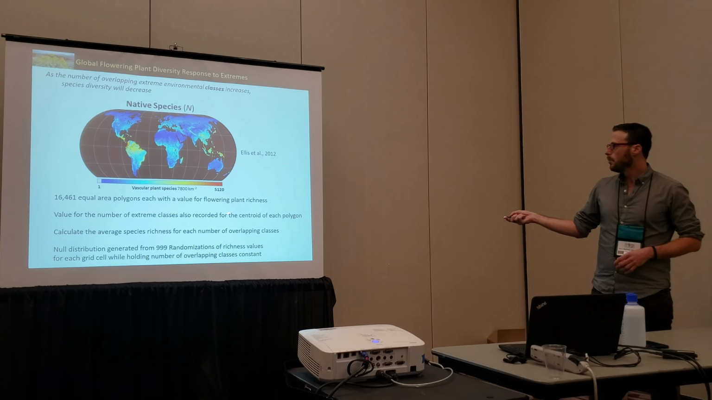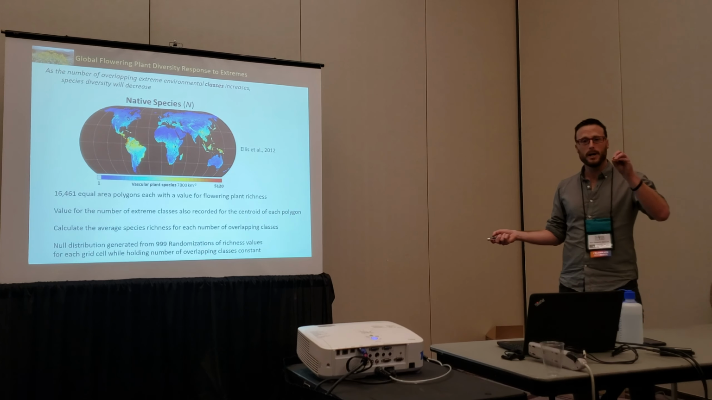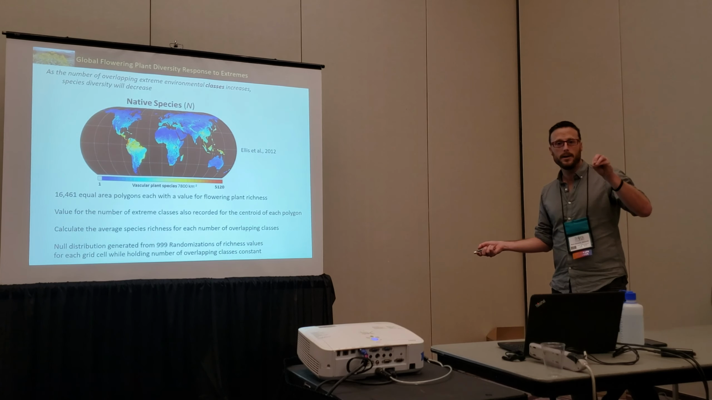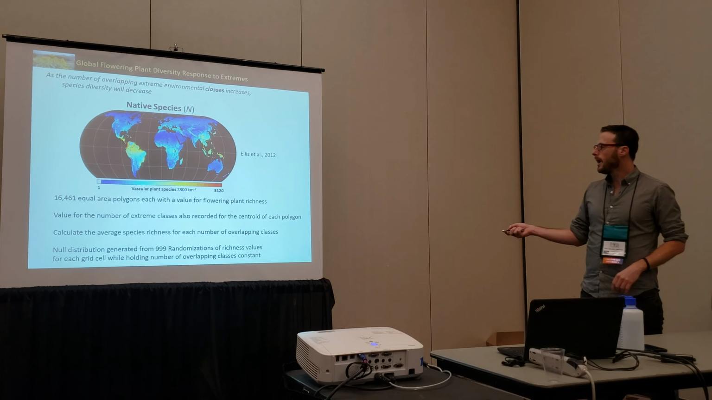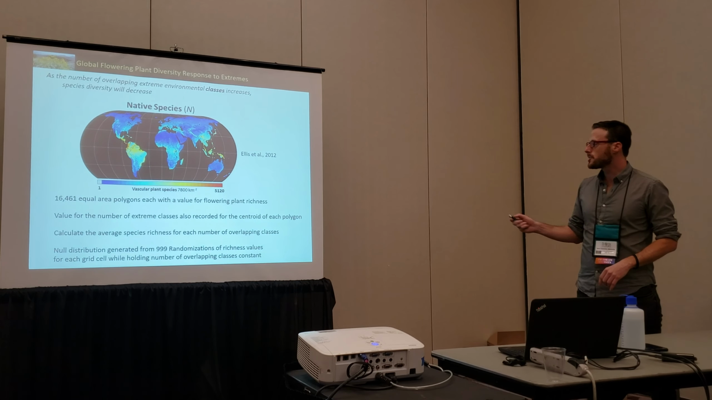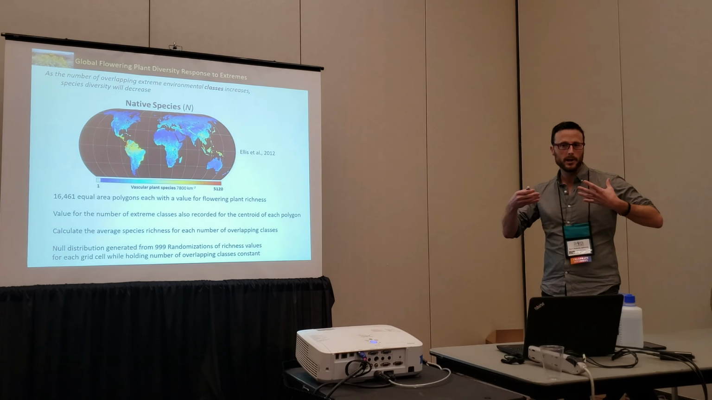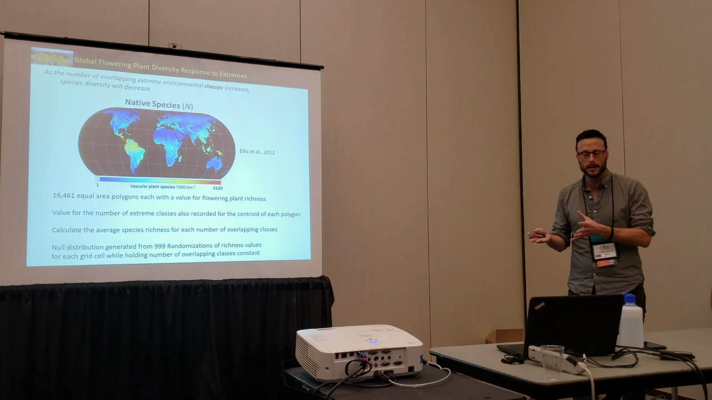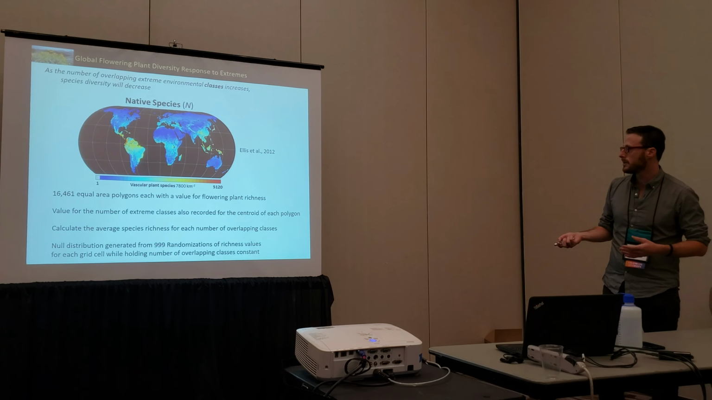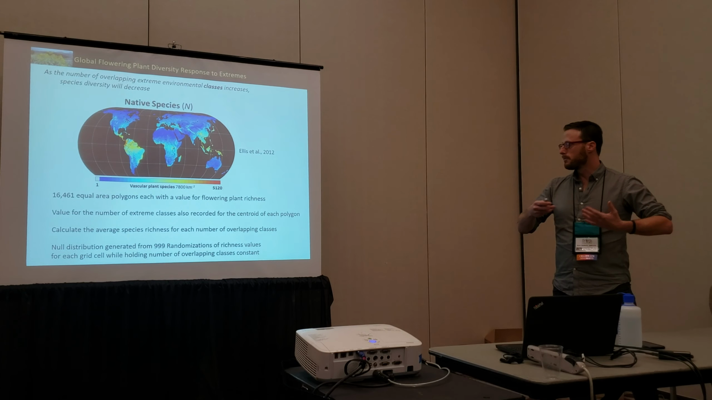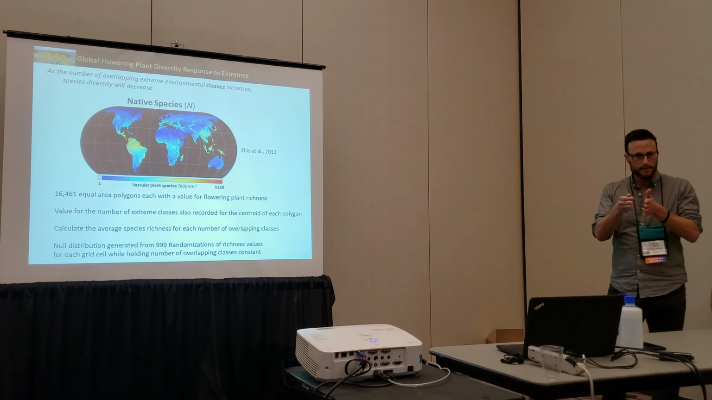We then matched that with the number of extreme classes that we also found at that same centroid. So now we have a value of the number of plant species in the middle of the centroid, and also how extreme the environment is at that same locality. Then we calculated the average species richness for each number of overlapping classes. So we took all the polygons where there was only one extreme variable and calculated the average species richness. Where there were two extreme variables, average species richness. So we have a response. We have how many classes, 1, 2, 3, 4, up to 14, and what the average diversity is for each of those numbers.